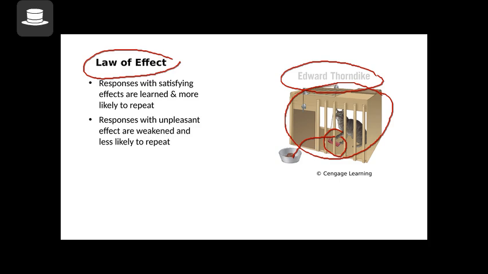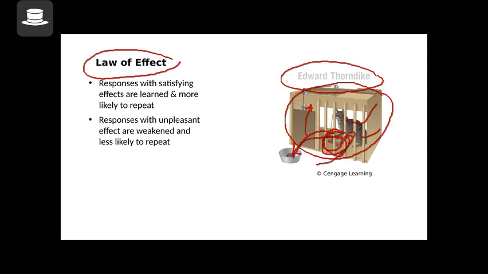What the cat does, as you can imagine, is it can't use logic. So it tries several things until it accidentally presses this lever, leading to a satisfying effect of the door being opened. Then the cat goes to the food. Imagine what happens when the cat is put inside the cage again. Well, it is more likely to press the lever to get to the food.